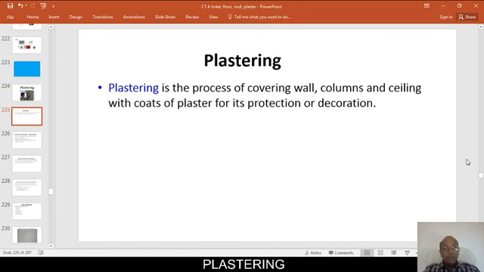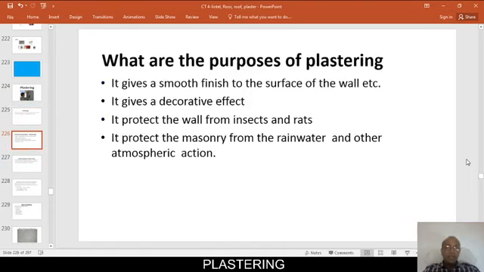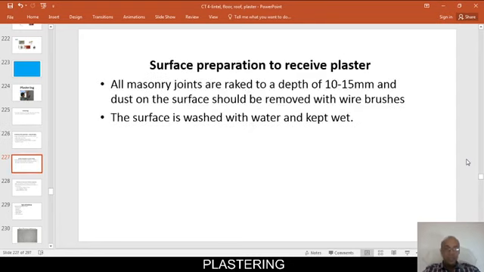Plastering is the process of covering the walls, columns and ceilings with coats of plaster for protection or decoration. What are the purposes of plastering? It gives a smooth finish to the surface of the wall. It gives a decorative effect. It protects the wall from insects and rats, and it protects the masonry from rainwater and other atmospheric action.